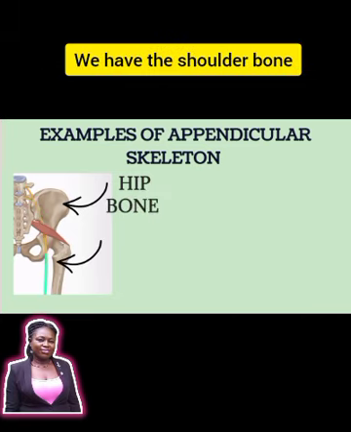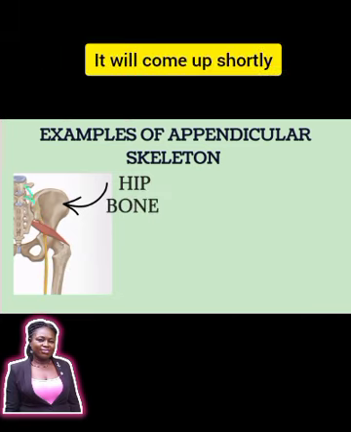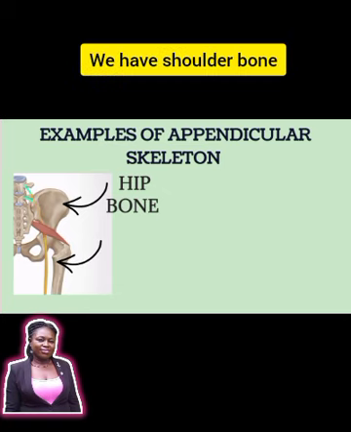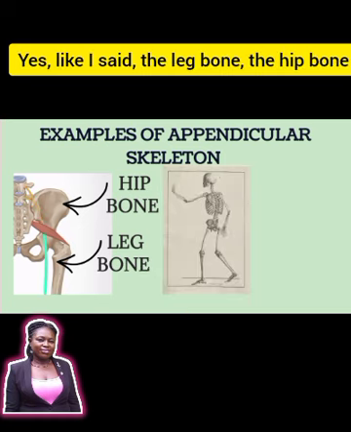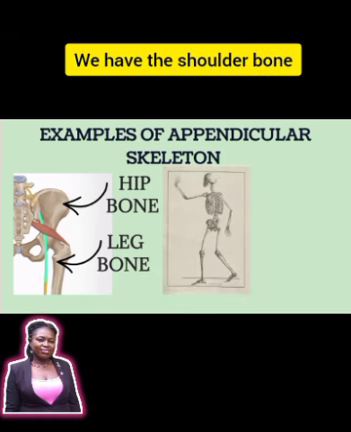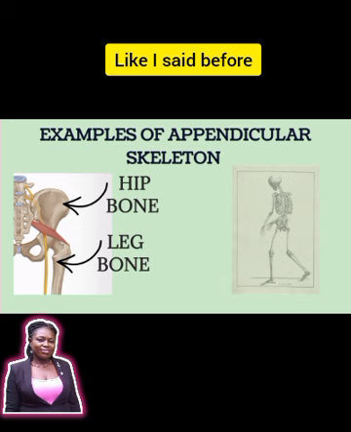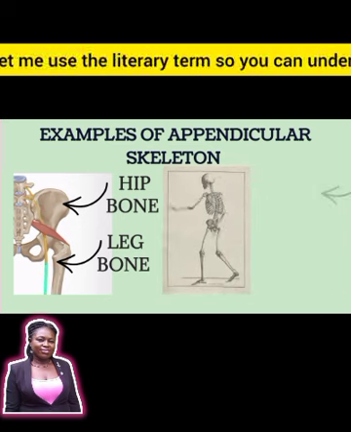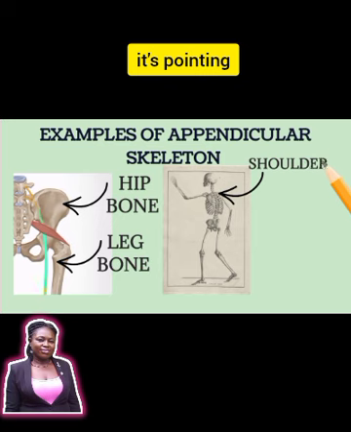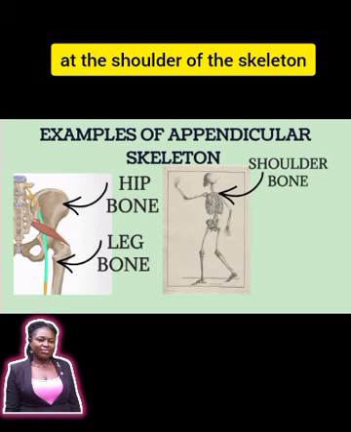We have the shoulder bone, it will come up shortly. We have the arm bone. Yes, like I said, the leg bone, the hip bone. We have the shoulder bone. Like I said before, we have the arm bone. The arm, that is our hand. So let me use the literary term so you can understand. Yes, as you can see, it's pointing at the shoulder of the skeleton.